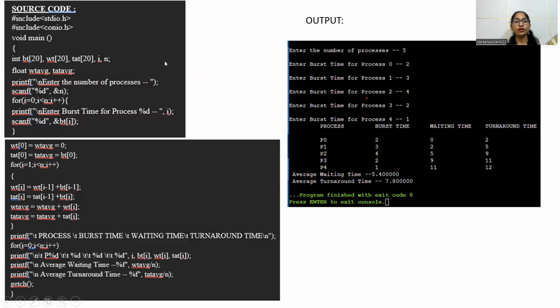So in this particular code, we see the burst times of processes 0, 1, 2, 3, 4, and whichever process comes first is executed first. And here we can see that the average waiting time and average turnaround time are more.